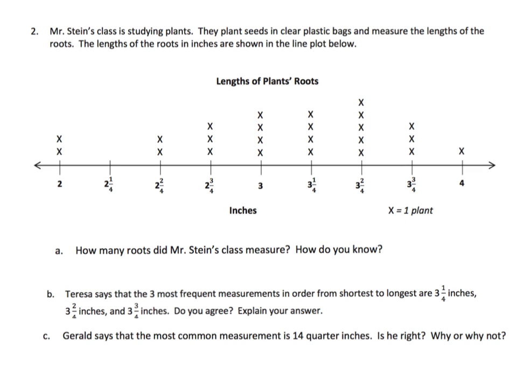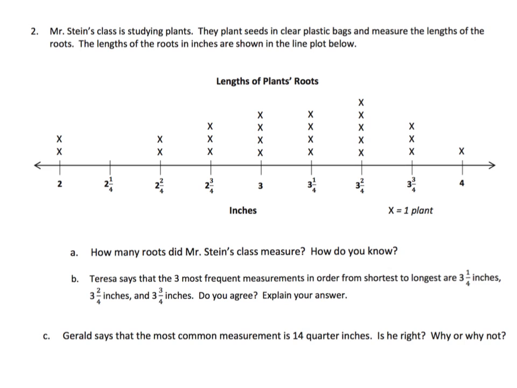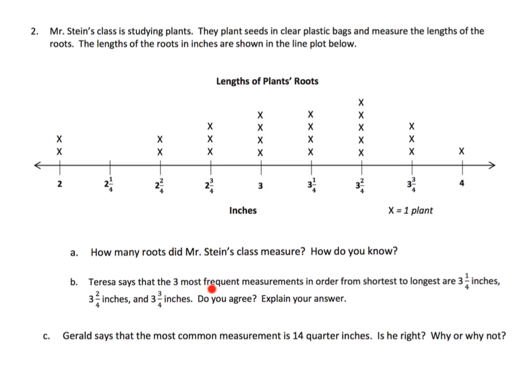So first question, how many roots did Mr. Stein's class measure, and how do we know? Well, that means we're going to have to count all of these X's, and that's going to give us that answer. For B, Teresa says that the 3 most frequent, and there's an important vocabulary word that you might want to put on our word wall, especially for your English language learners, most frequent measurements in order from shortest to longest are 3 1/4, 3 2/4, and 3 3/4.